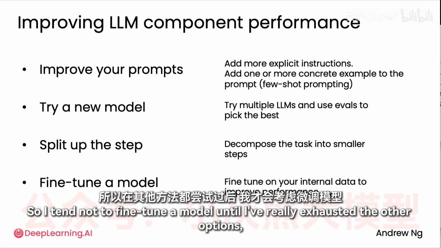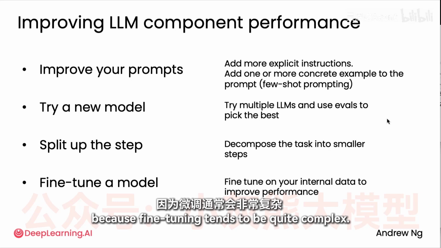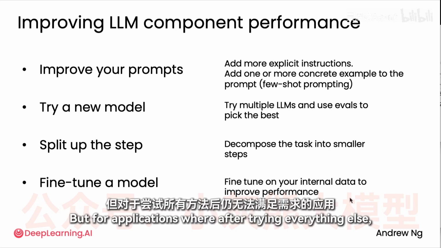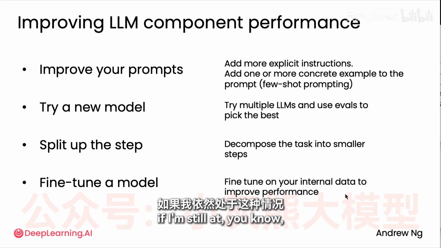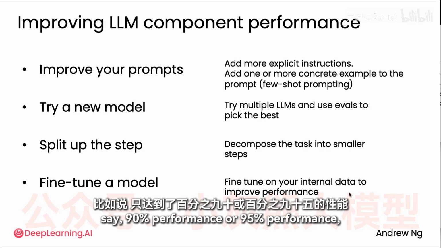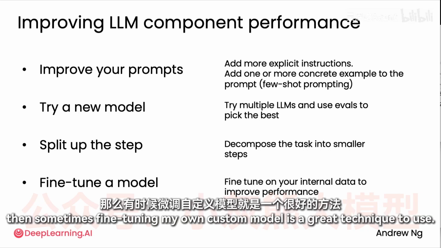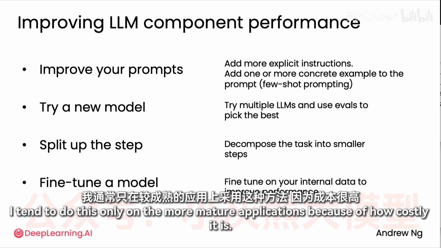So I tend not to fine-tune a model until I've really exhausted the other options, because fine-tuning tends to be quite complex. But for applications where, after trying everything else, I'm still at, say, 90% performance or 95% performance, and I really need to eke out those last few percentage points of improvement, then sometimes fine-tuning my own custom model is a great technique to use. I tend to do this only on the more mature applications because of how costly it is.